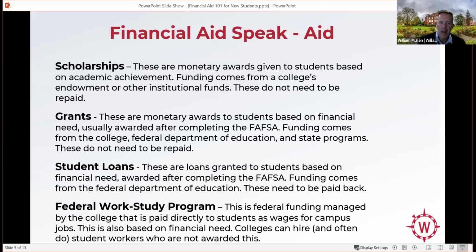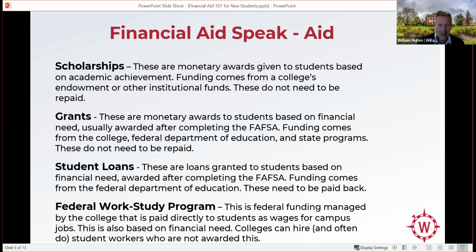Then there's the federal work-study program. So federal work-study is we get funding from the federal government, which comes to us and allows us to pay students wages to work on campus, in campus jobs. This is also based on financial need. So you have to complete a FAFSA in order to be eligible for the federal work-study program.